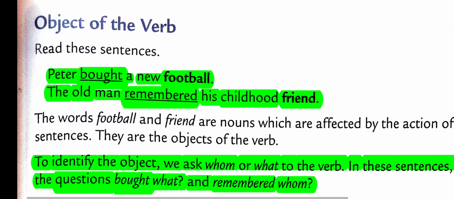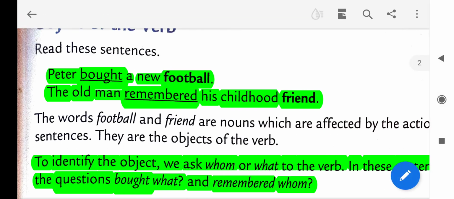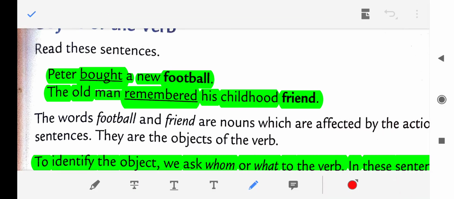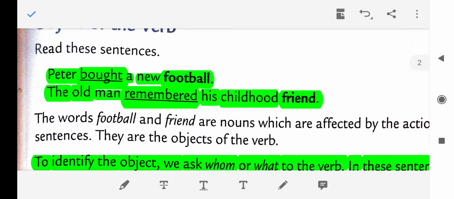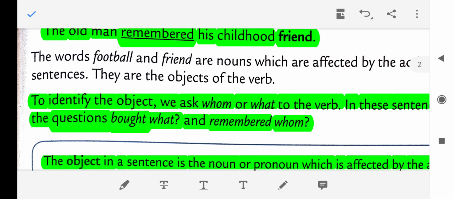Now let us move to the next topic, that is the object of the verb. Now what is the object of the verb? To identify the object of a verb, what do we have to do? We have to ask the verb the question whom or what. Just like we did in our subject and predicate class, where we asked the verb the question who or what and got the subject, similarly, if we ask whom or what to the verb in a sentence, we will get the object.